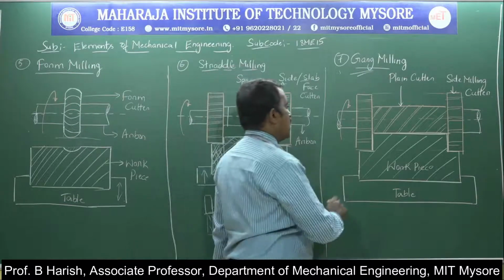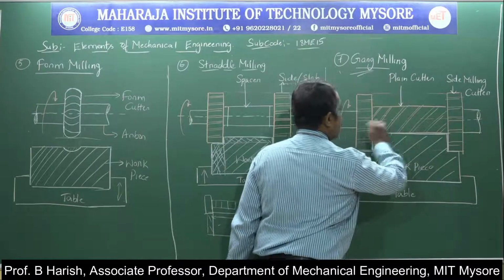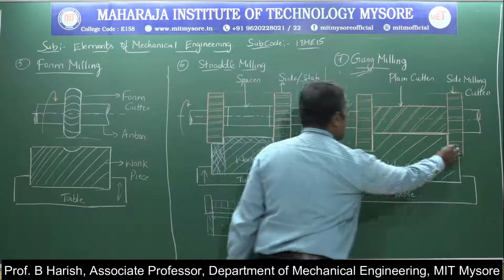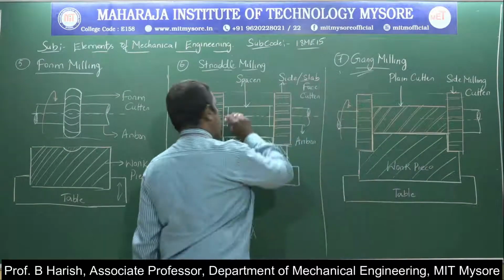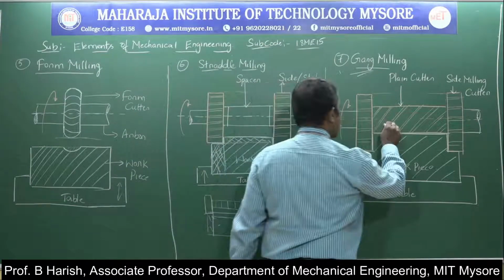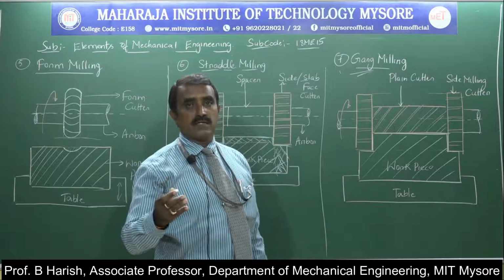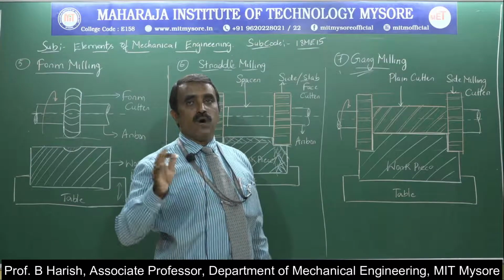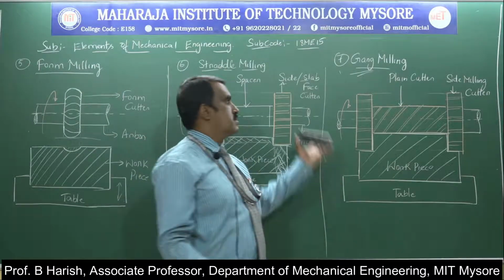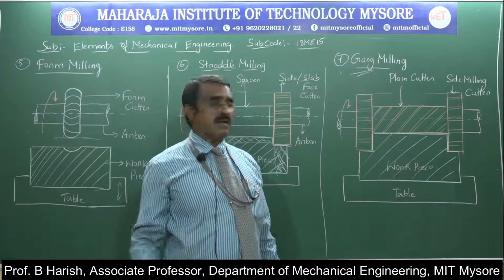Now we can observe the figure here. I have the plane cutter and also the side milling cutters, two side milling cutters. In between here we have a spacer, and the spacer does not remove material. Here we have a plane cutter. So three tools are used simultaneously, meaning more than one operation can be performed simultaneously on a given job. Hence the name gang milling.